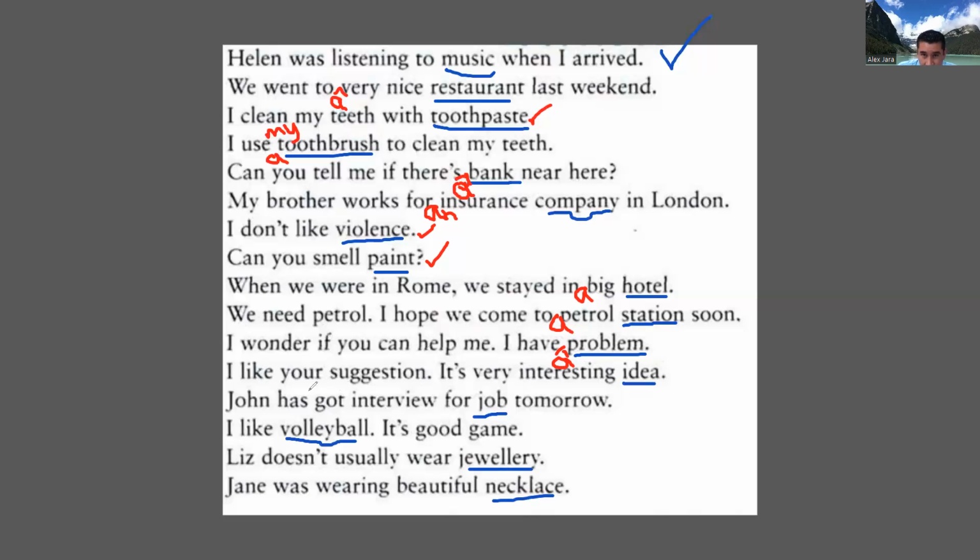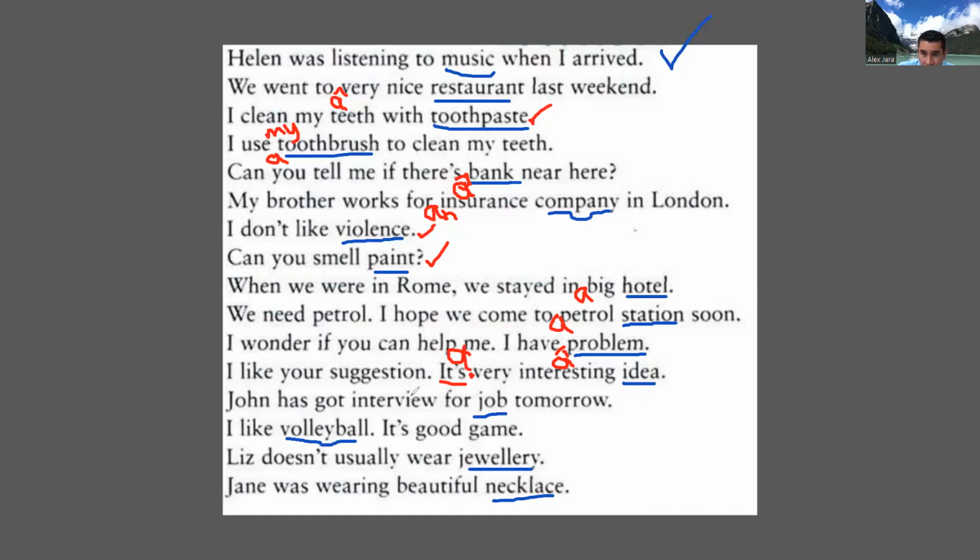I like your suggestion. You see here, they determine which suggestion they need, but that's not the point here. Idea. How many ideas? It means singular. It's an idea, an interesting idea. A right here, very interesting idea.